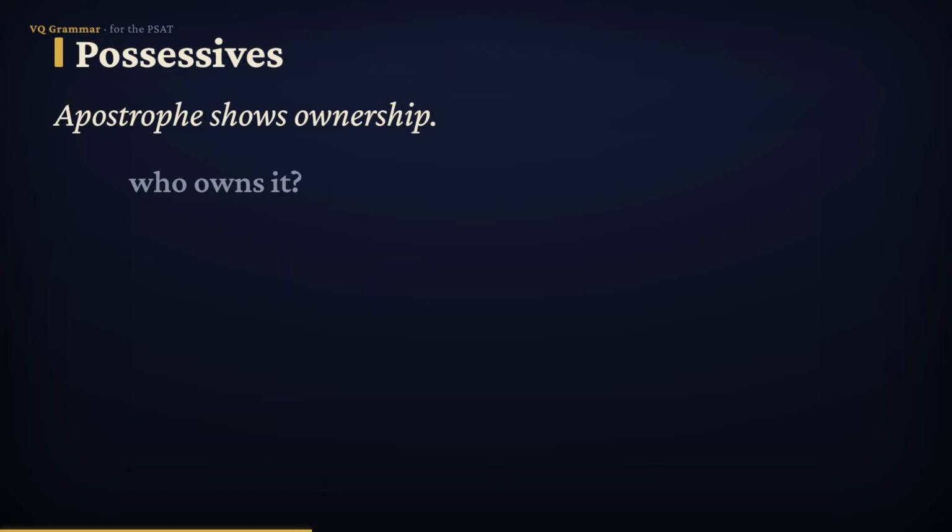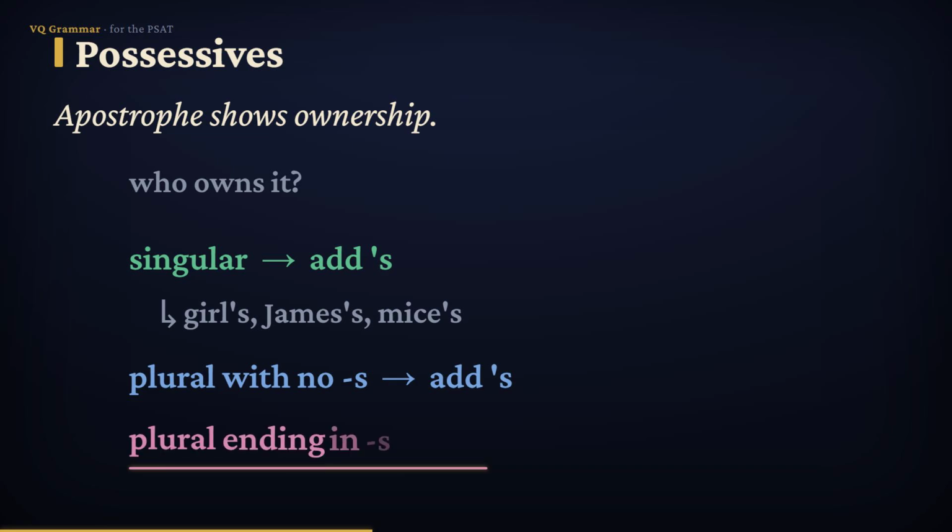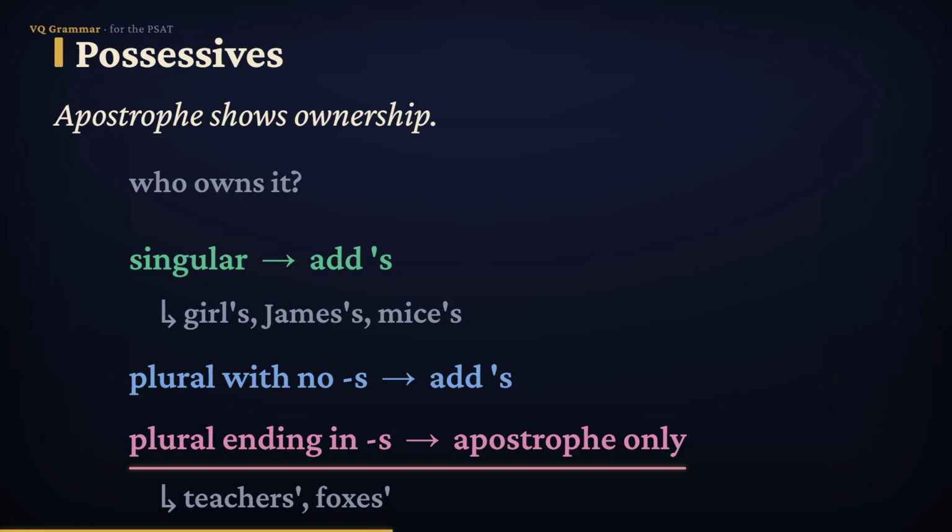Now possessives, the forms that show ownership. There are just two moves. Move 1. Add an apostrophe and s to any singular noun, and to a plural that does not end in s. So girl becomes girl's, James becomes James's, and the plural mice becomes mice's. Move 2. When a plural already ends in s, add only an apostrophe, nothing more. So teachers becomes teachers', and foxes becomes foxes'. Just the apostrophe, that's the whole trick.